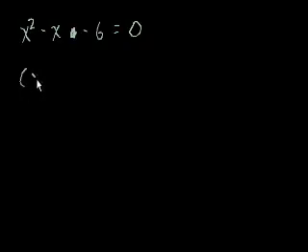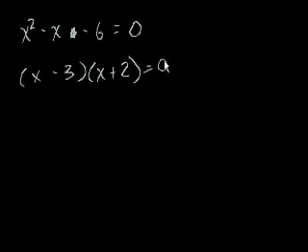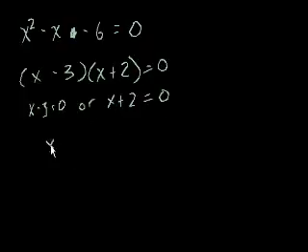So in general, you've already learned how to factor a second degree equation. You've learned that if I had, say, x squared minus x minus 6 equals 0, you could factor that as x minus 3 and x plus 2 equals 0, which means that either x minus 3 equals 0 or x plus 2 equals 0. So x equals 3 or negative 2.